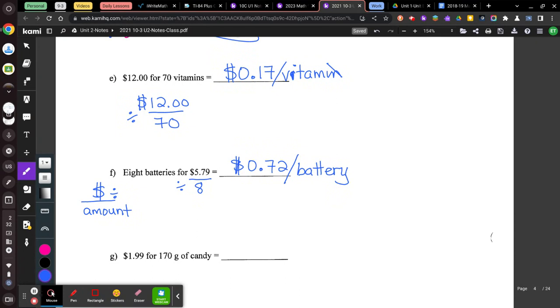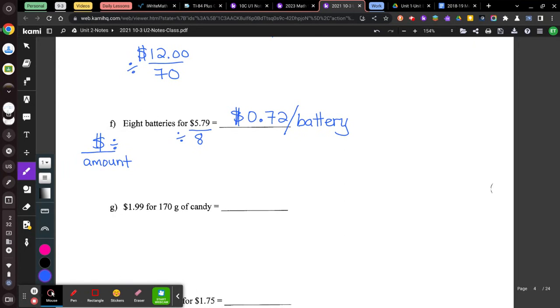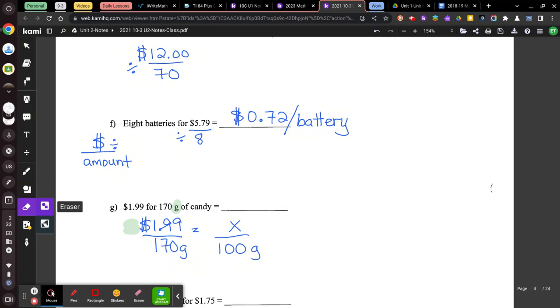Okay, and again, every question I look at, I'm checking to see if I have milliliters or grams. Always checking. Well, darn it. In this next one, I've got grams. So that means I got to go to the cross multiply. So now I'm going to have always the money on top. So $1.99 over 170 grams equals X over 100 grams. Just going to clean that up. It's sketching out a little bit here.